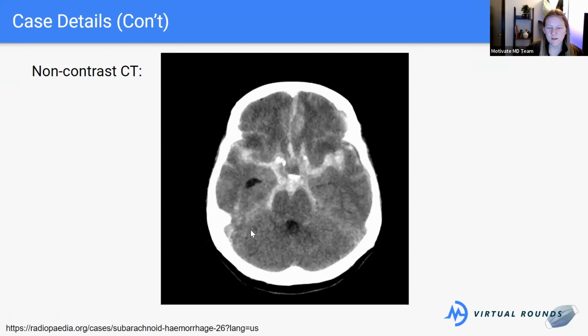So this is his non-contrast CT. I'll give you guys a second to look at it, and then I'll explain what we're finding in this.